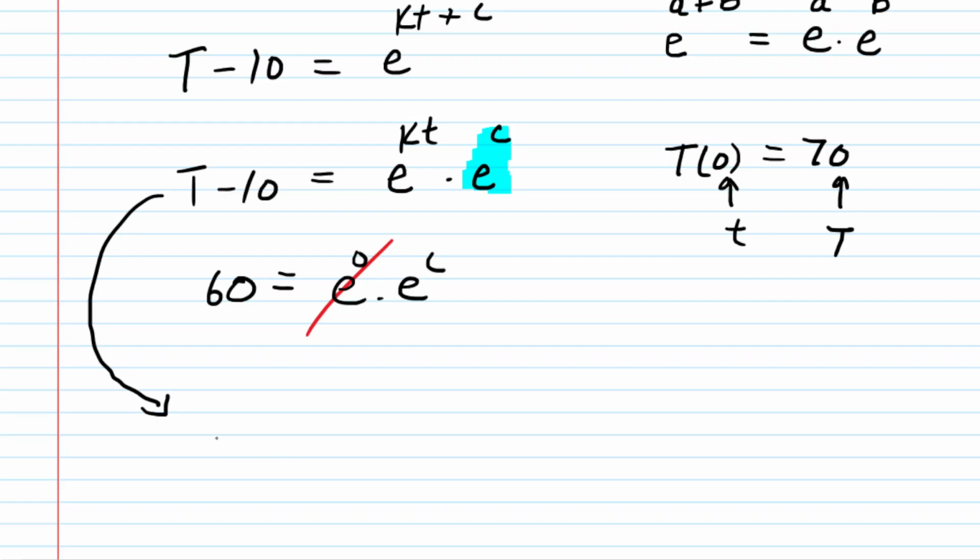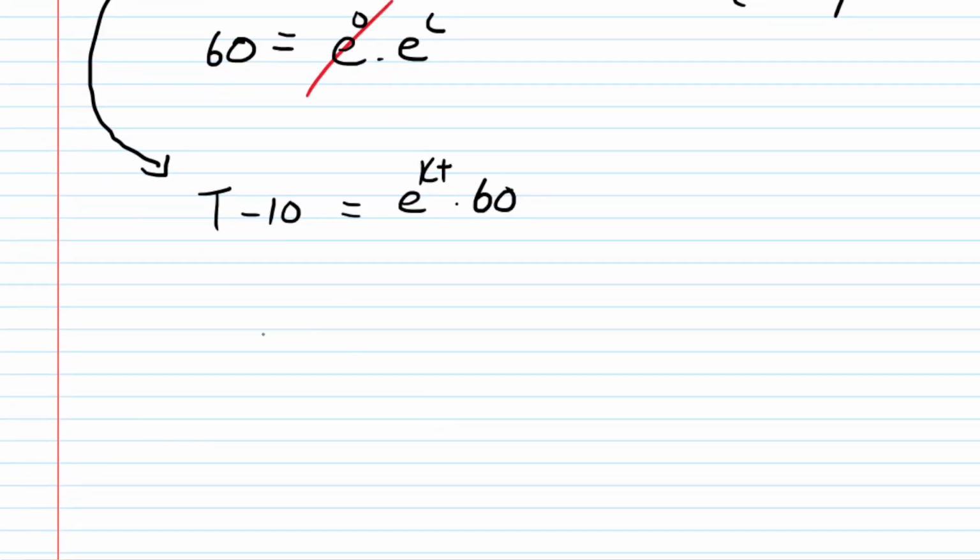Which means that we can rewrite this equation as T minus 10 equals e to the kt times 60. And in fact, the right side would look a little nicer if we reversed it. So here we have T minus 10 equals 60 times e to the kt. And that is looking pretty sharp. Now, we're still not done because we have to figure out what the value of k is.